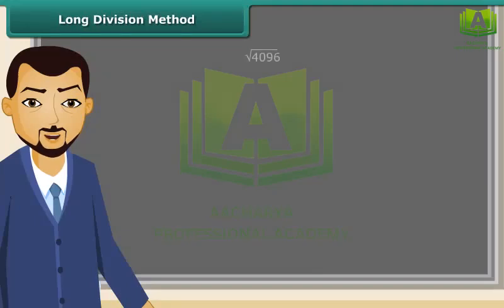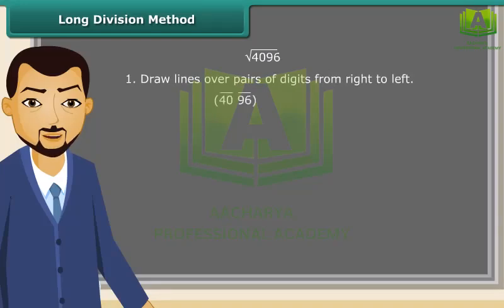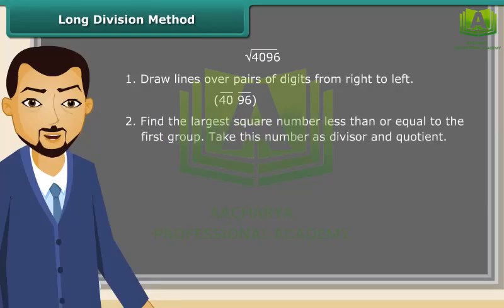For large numbers, the prime factorization method of finding square root becomes difficult. So we use long division method. Let us look at the steps. First of all, draw lines over pairs of digits from right to left. Next, find the largest square number less than or equal to the first group, that is 40. Since 36 is less than 40, so we take 6 as the divisor and 6 as the quotient.